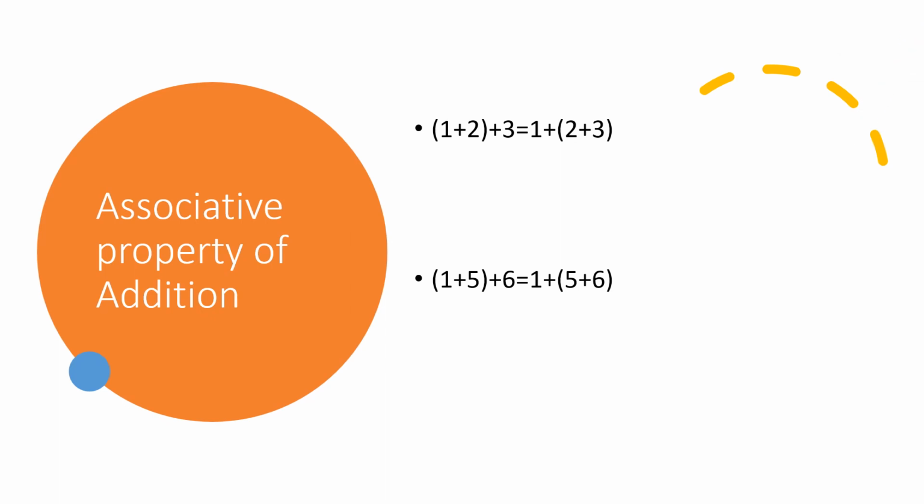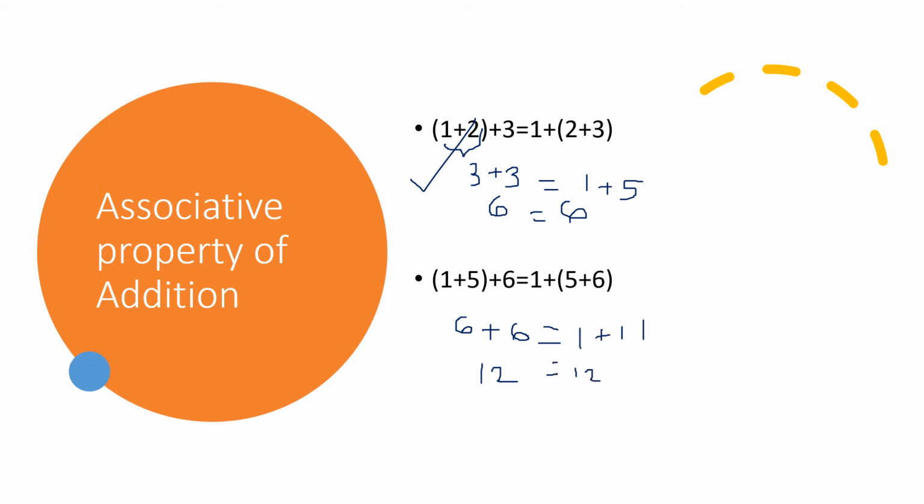Associative property of addition. So first, let's do this example. 2 plus 1 is 3, and 3 plus 3 is 6. Now, 2 plus 3 is 5, and 5 plus 1 is 6, and 6 equals 6, so this is proven to be right. Now 5 plus 1 is 6, and 6 plus 6 is 12. Now 5 plus 6 is 11, and 11 plus 1 is also 12. So this equation is also proven to be correct.